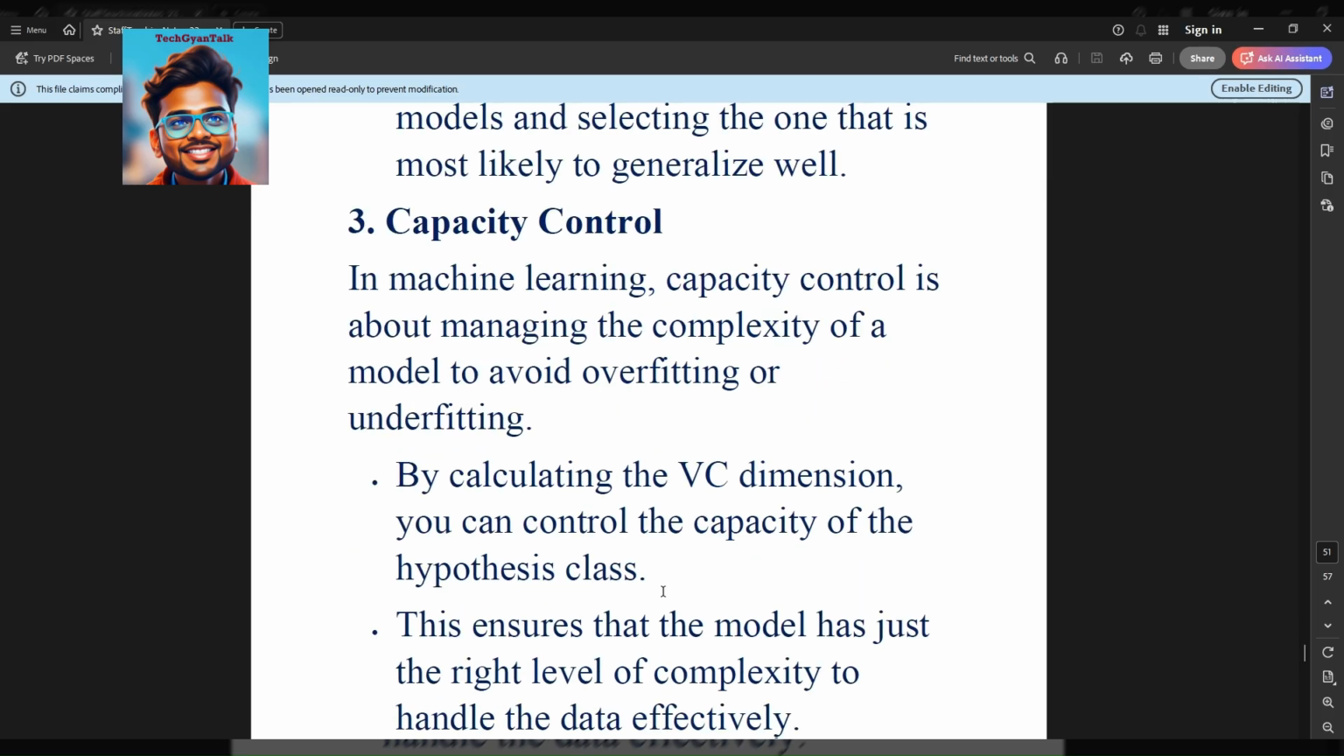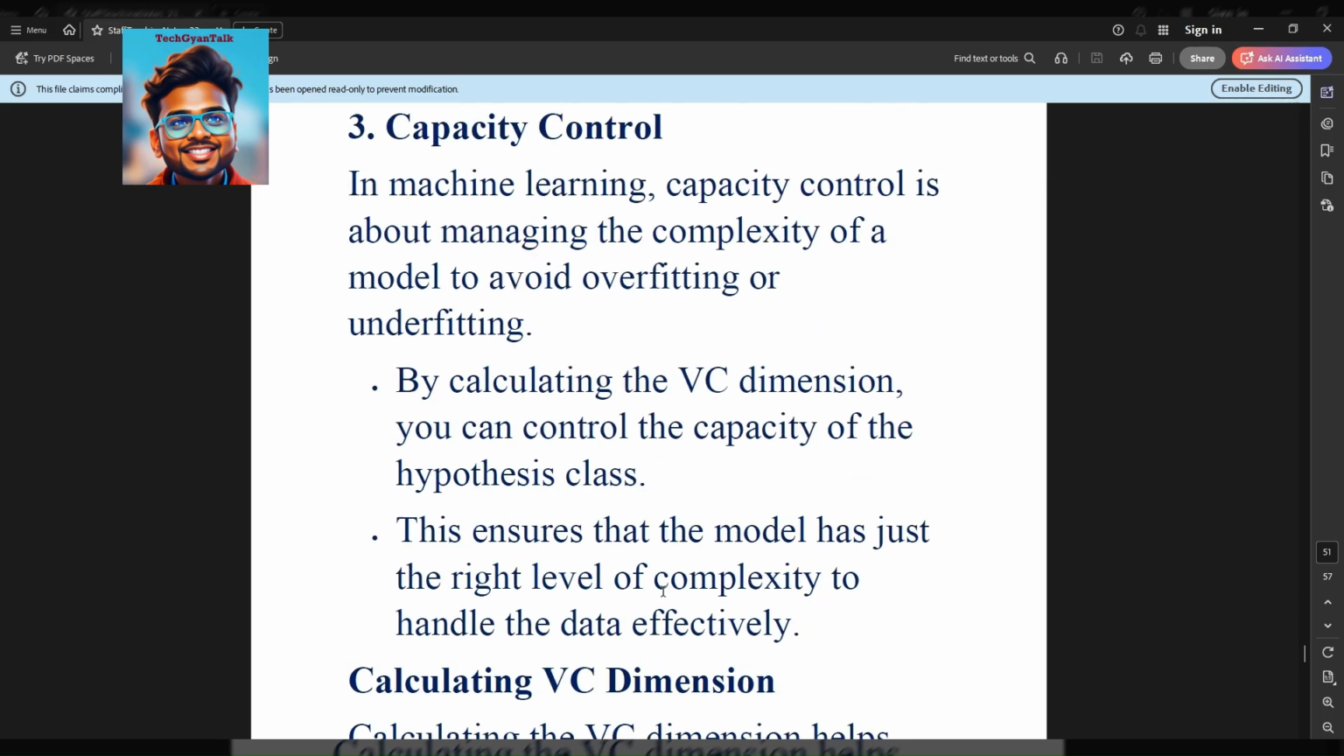Capacity control: in machine learning, capacity control is about managing the complexity of a model to avoid overfitting or underfitting. By calculating the VC dimension, you can control the capacity of the hypothesis class. This ensures that the model has just the right level of complexity to handle the data effectively.